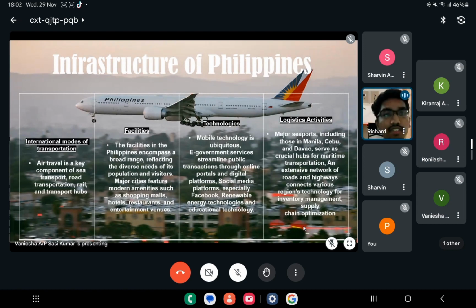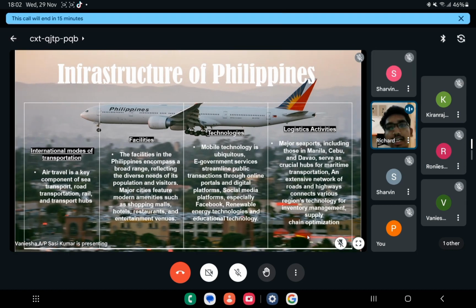Okay, the next one is infrastructure of the Philippines. There are several infrastructures being used in the Philippines in logistic activities. The first one is airports. Air travel is a key component, with major international airports such as Ninoy Aquino International Airport in Manila, serving as a gateway for both passenger and cargo traffic.